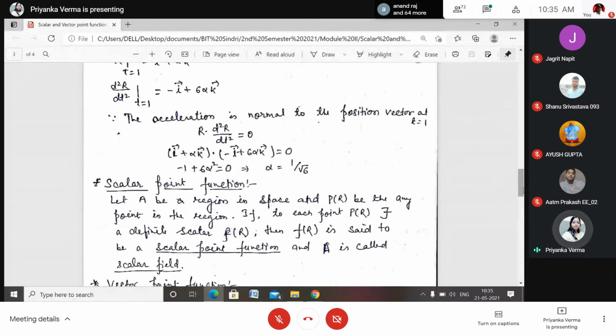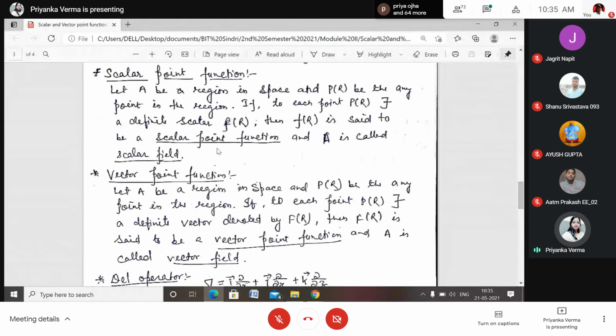Now, what is a vector point function? If there is a region in space and P represents any point in that region, and if for each point P there exists a definite vector which is represented by capital F, then we say that this F(r) is a vector point function and the whole region is called a vector field. Clear? For a scalar function, we represent it as small f, while for a vector point function, in general, we represent it by capital F. So these are the scalar point function and the vector point function.